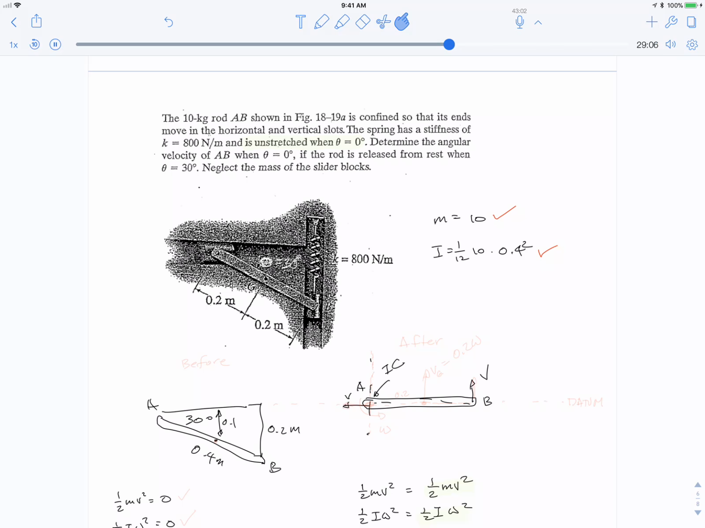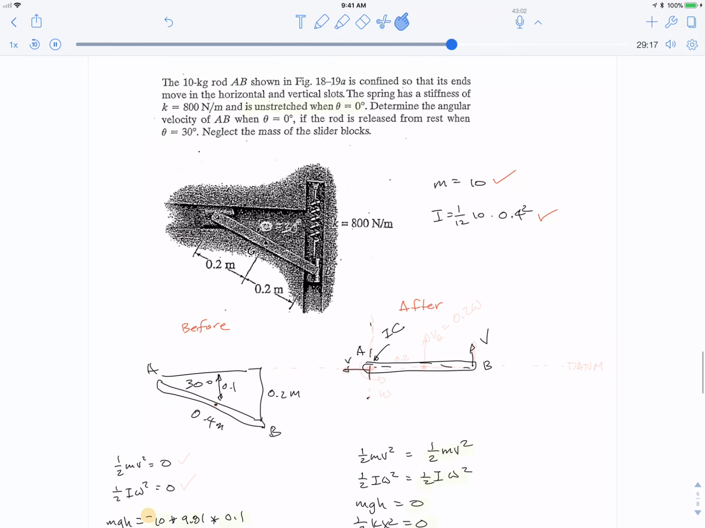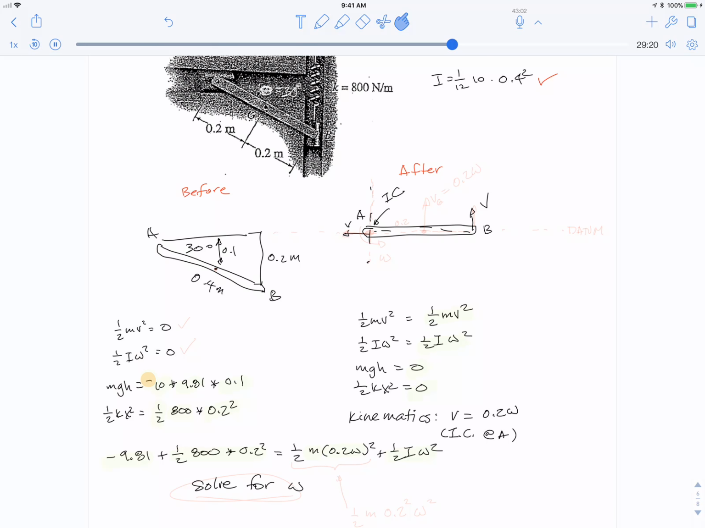So when you do any sort of energy problem, you always do a before and after, and you track four things. You track 1/2 mv squared and 1/2 I omega squared, which combine to make the kinetic energy. And you track mgh, that's the potential energy due to gravity, and 1/2 kx squared, that's the potential energy due to the spring. And so for every spring you do 1/2 kx squared, for every body you do an mgh, and for every body you do the kinetic energy. And you do this before and after, and it all adds up before and after, and they're equal.